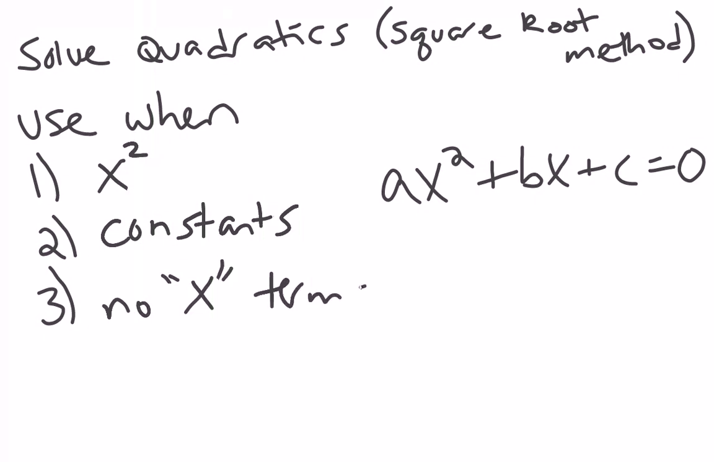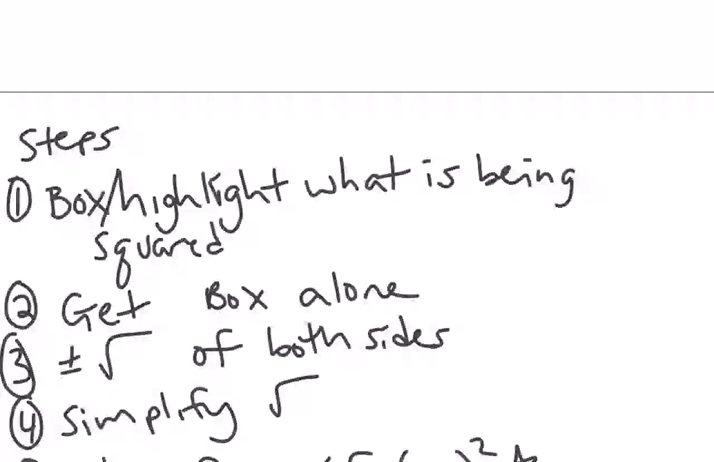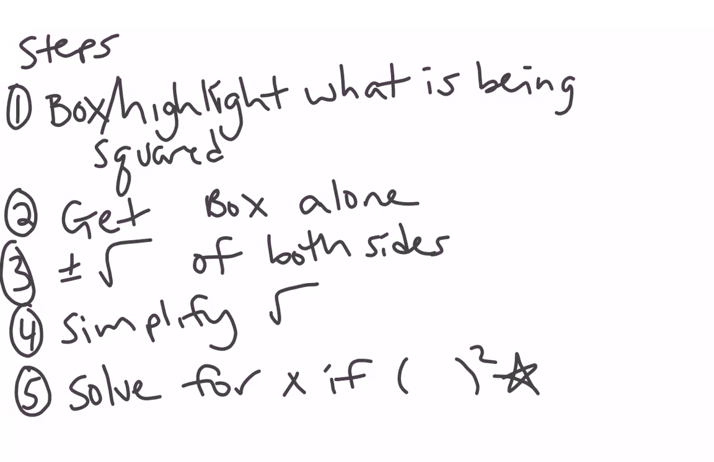No x terms. So if I have my standard form of a quadratic, which is ax squared plus bx plus c, we want to use the square root method when there's no x term. Then it's going to be a pretty quick process. And the steps for that process are to box or highlight what is being squared.